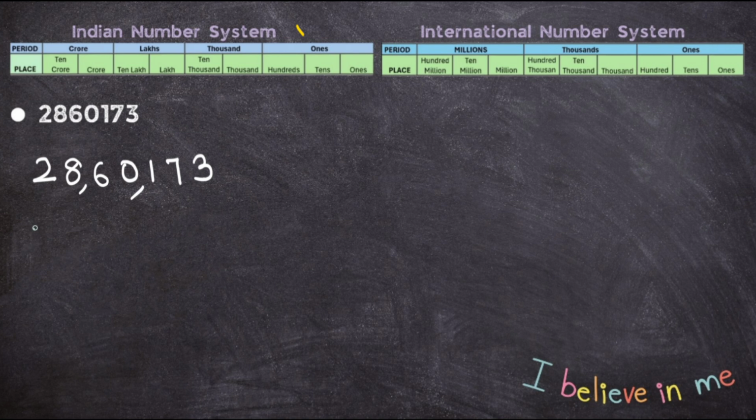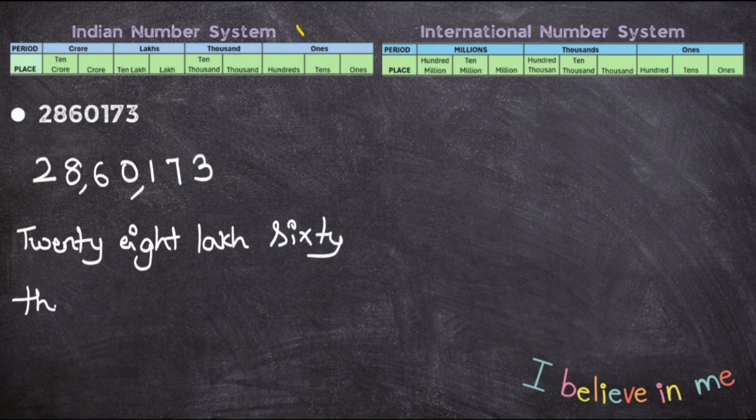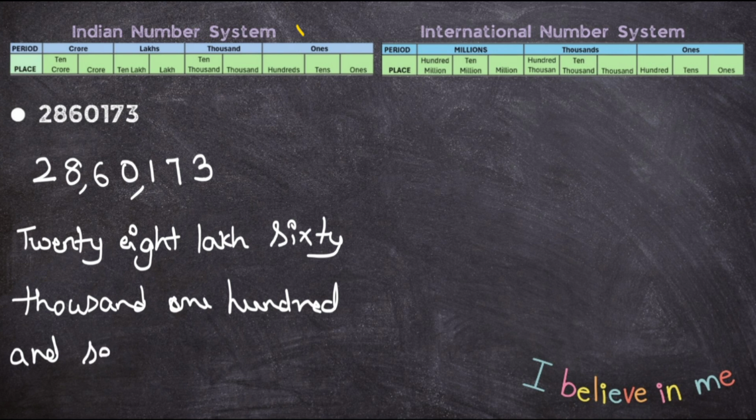So Indian way, Indian thing you know. So it will be 28 lakh, 60,000, 100 and 73. So this is how you write this number in Indian number system. Now we will take the same number and we will write it in international number system. So first let's write the number, that is just write the digits so that we can know how to put the commas.